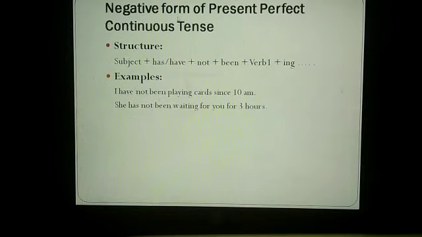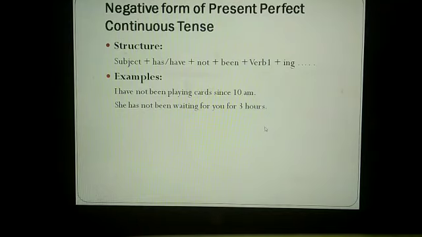Then negative form of present perfect continuous tense. Subject plus has or have plus not plus been plus V1 plus ing and then object. These are examples. I have not been playing cards since 10 a.m. Second example, she has not been waiting for you for 3 hours.